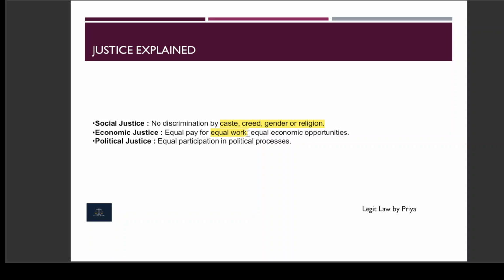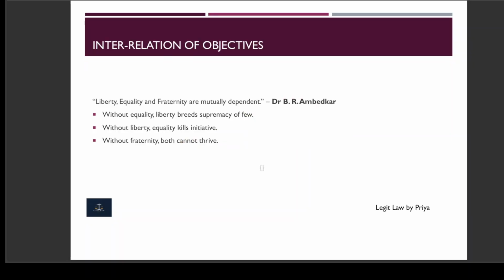Now coming to political justice. The right of every citizen is to participate equally in the political process and in public life. So it means that you have an equal opportunity to be involved in political processes, political practices, and in public life as well. So justice is the cornerstone of equality and fairness in a democratic society.